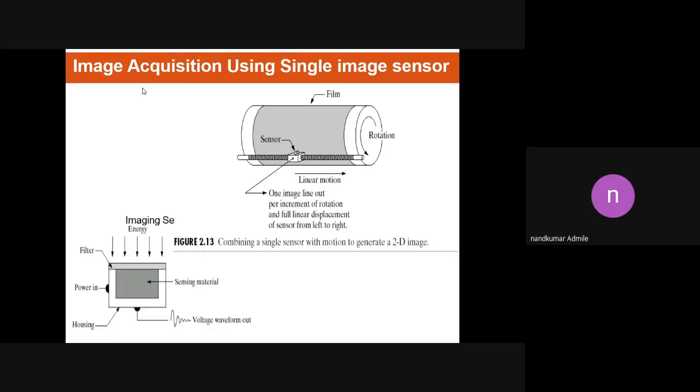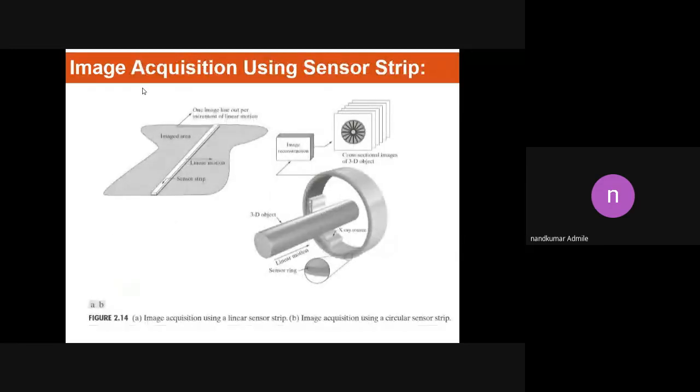In order to avoid this, we can use a second method, image acquisition by using a sensor strip. In this case, we use a number of sensors mounted on one strip. That strip is called a sensor strip. The number of sensors might be more than 4,000. The application of this sensor strip can be found in the satellite field, and also in the medical field, to capture three-dimensional images.